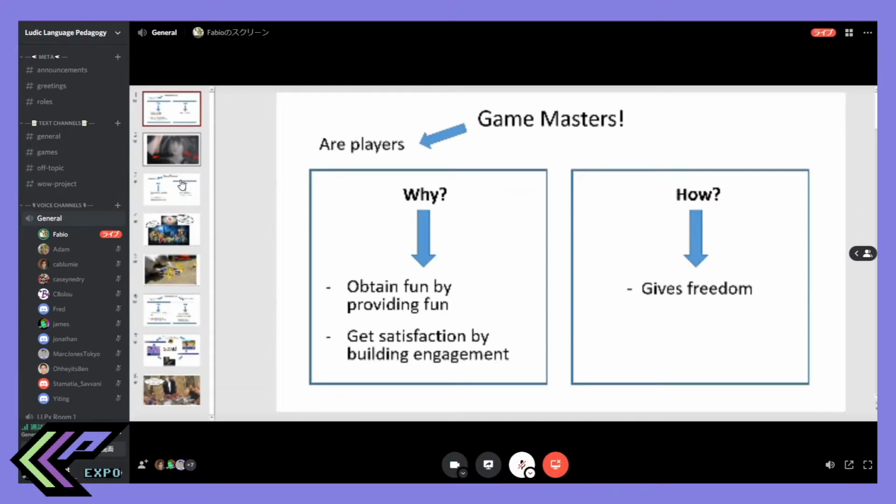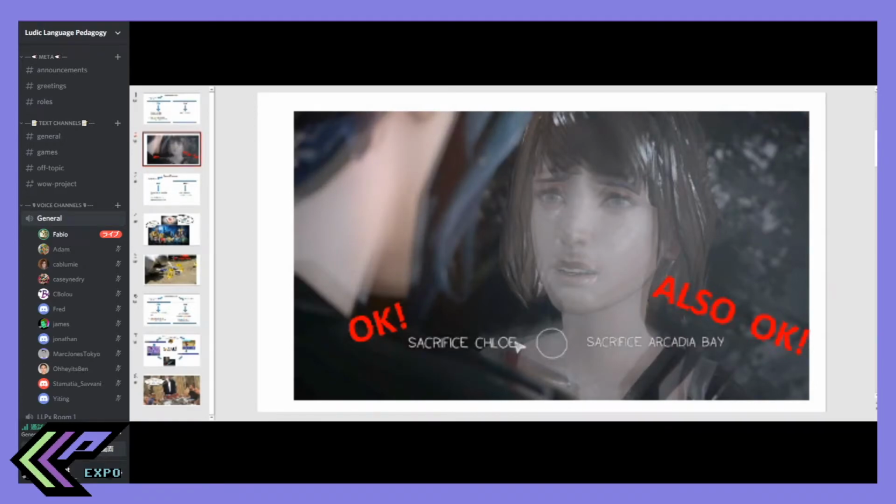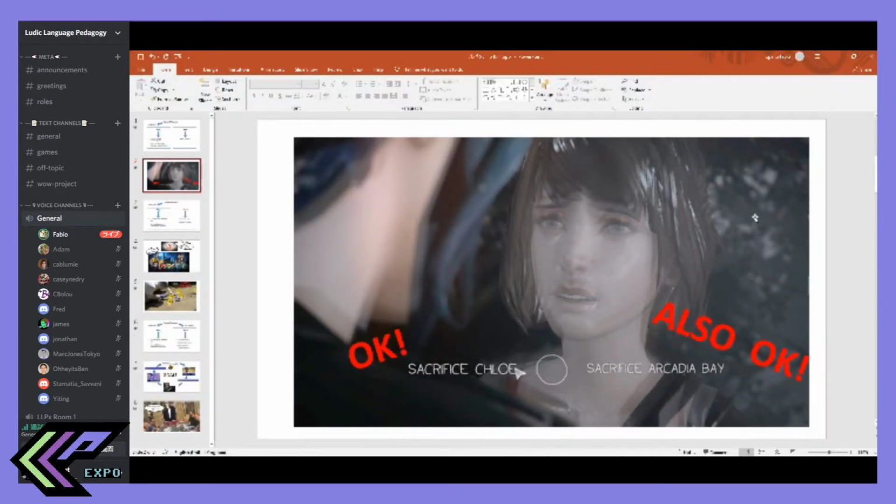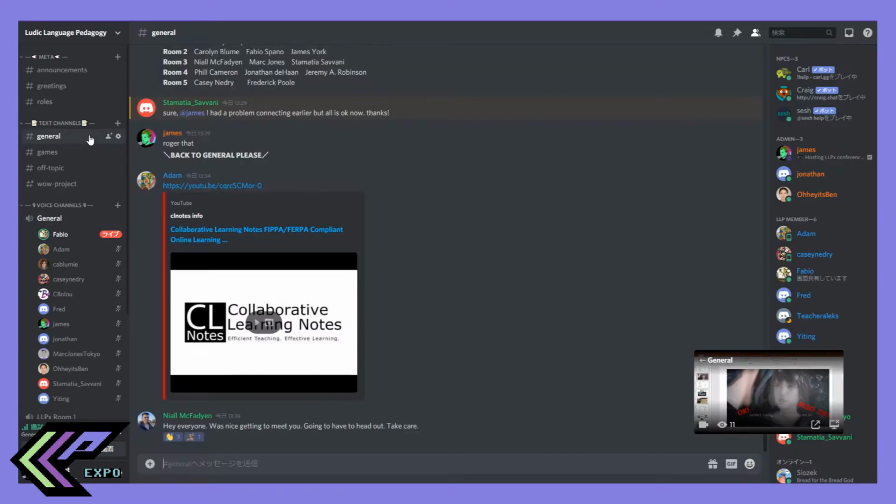The first one is he gives freedom. Everything is okay for the players. They can take a decision knowing that the story will move on anyway. So there is not only one path. There are many paths, and the story is actually built by the students and the game master together.